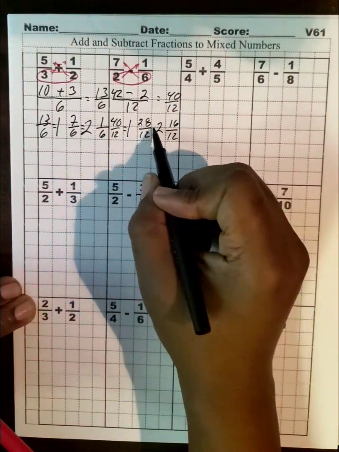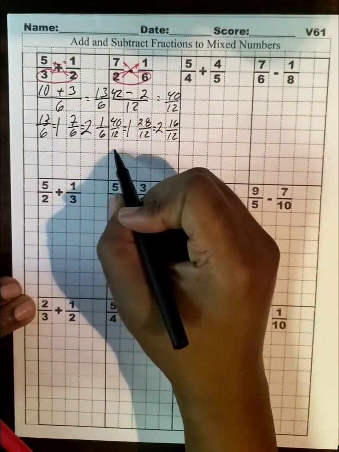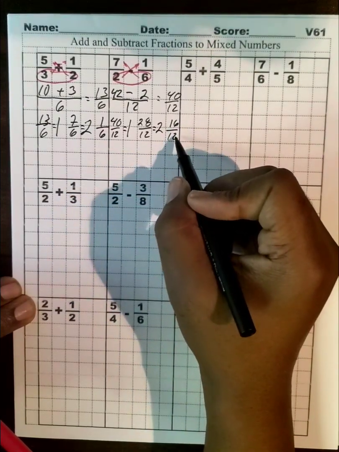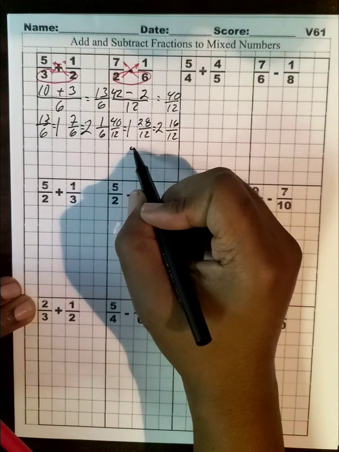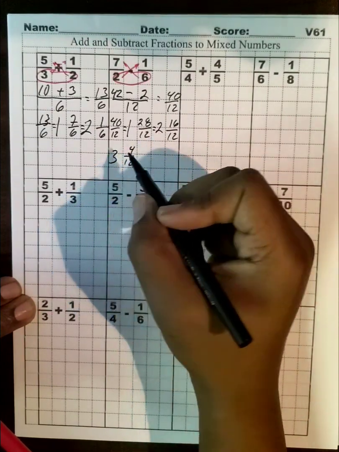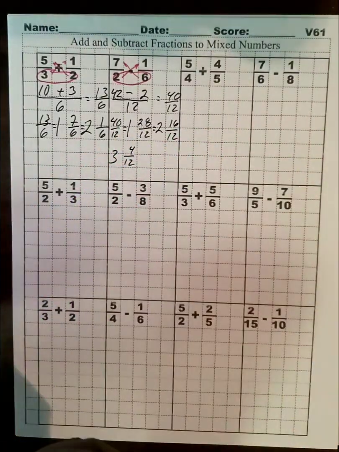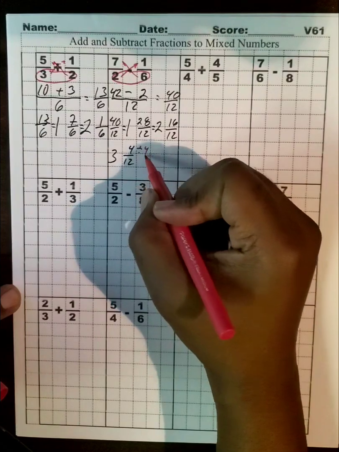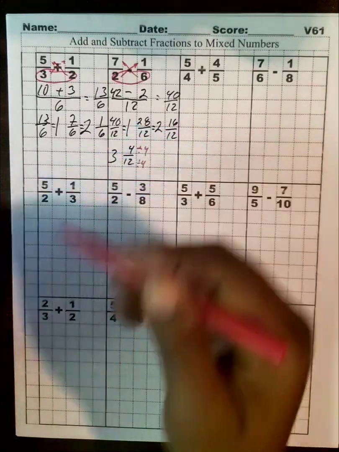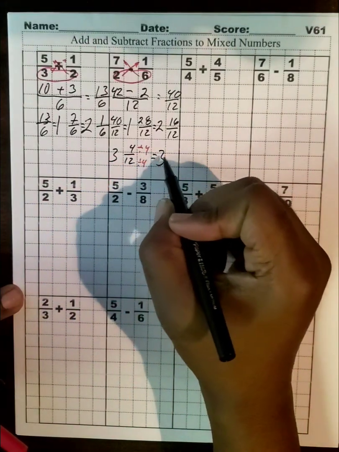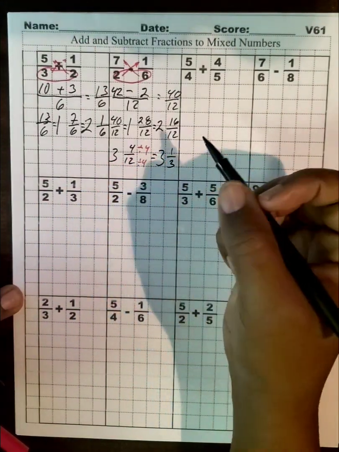Let's subtract again. 16 take away 12 is 4 over 12. And we add 1 more, we get 3. Okay, and now we can't subtract anymore, which is good. So we're going to start simplifying. So I'm going to divide all this by 4, all this by 4, which is the greatest common factor. And it simplifies to 3 1/3.